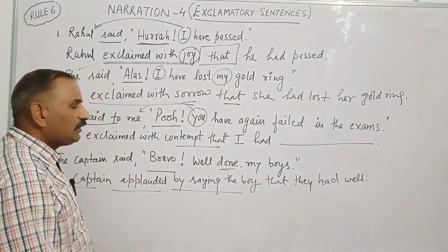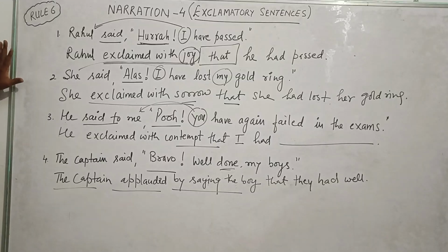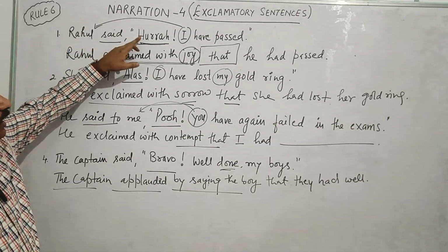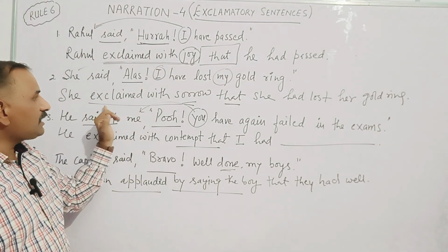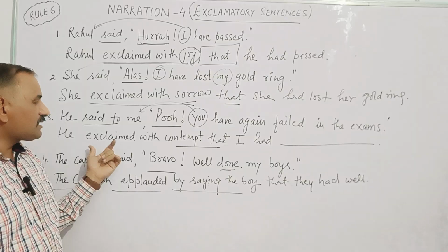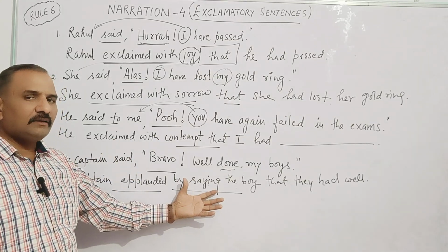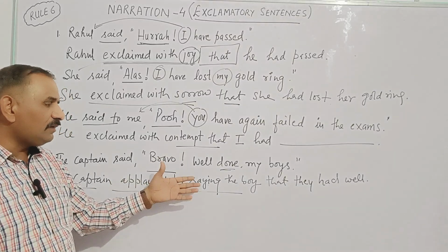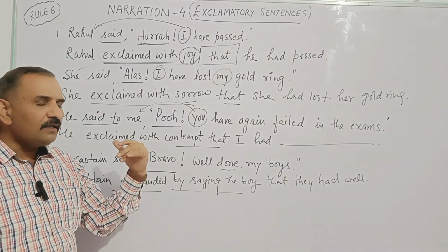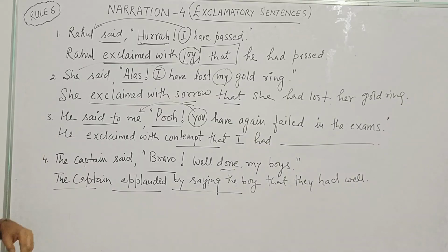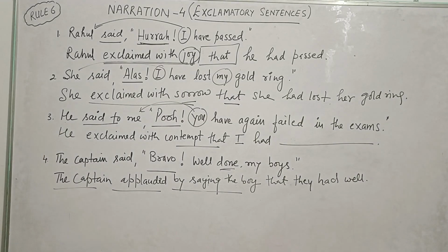Okay, got it? So these are some exclamatory sentences. We have done practice of these. Hurrah, exclaim with joy. Alas, exclaim with sorrow. Ooh, exclaim with contempt. Bravo, applauded by saying, praising the boys by saying that they had done well. Okay, take a screenshot of these sentences beta.